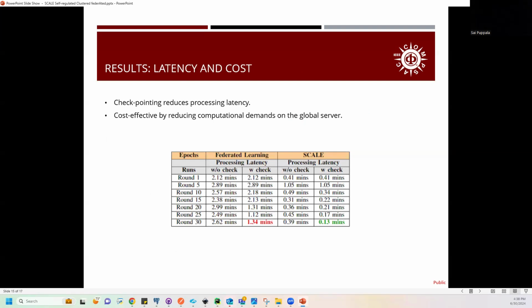As you can see here, the processing latency has been clearly mentioned in this table: the scale processing time is much less compared to federated learning, because the number of communications sent from the driver node to the global server is 10 times less. So the overall communication has been reduced, and the processing latency has been reduced as well. So this increases the speed within the system.